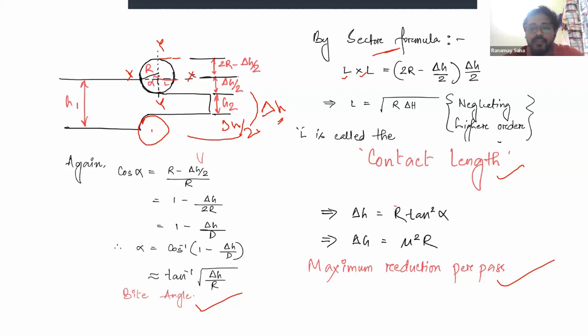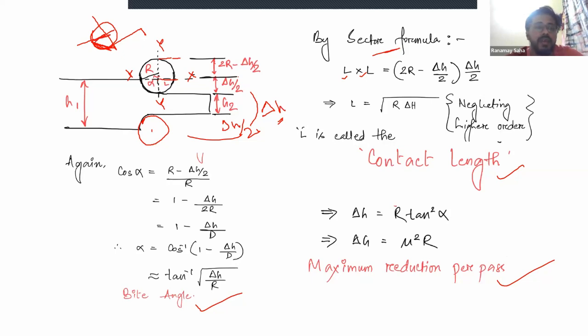So by the sector formula, you do this L cross L, where L is your contact length. We are considering that suppose this is your roll, this is your sheet, and this distance should be equal to this distance. This is your contact part. We are just assuming that this distance is equal to this one. These are at very minor scales, so there is not much difference.